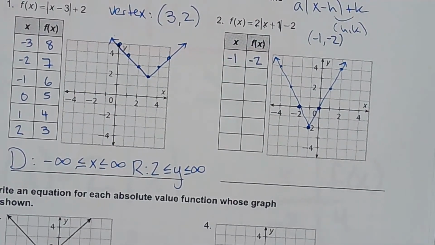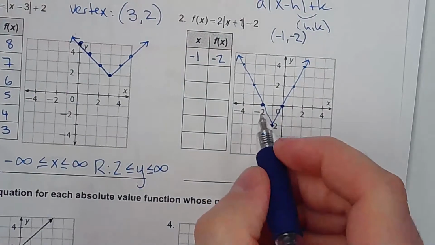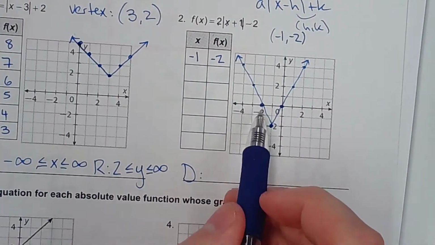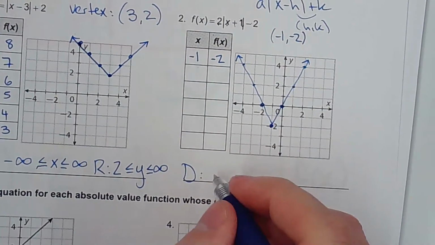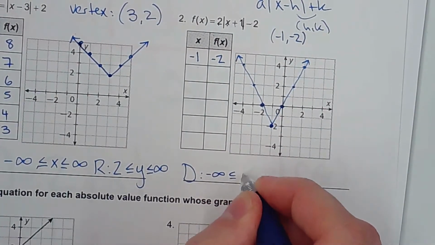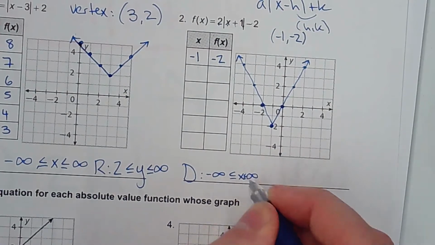For this one, the domain is, well, it can go as far left and right as it wants, right? It goes on forever this way and that way. So it's from negative infinity to positive infinity. Let me rewrite that.